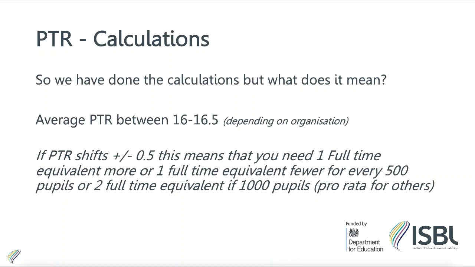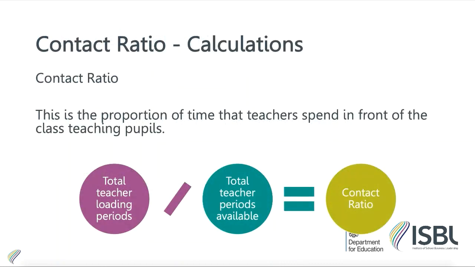So let's now look at contact ratio and what this tells us. To undertake this calculation, you need to know the number of full-time equivalent teachers and their teaching commitments, known as loading periods, and you need to know the number of lessons per week, otherwise known as the timetable cycle. We mentioned that in a primary setting or a special school setting, the timetable cycle will be the amount of time teachers are teaching within the week.